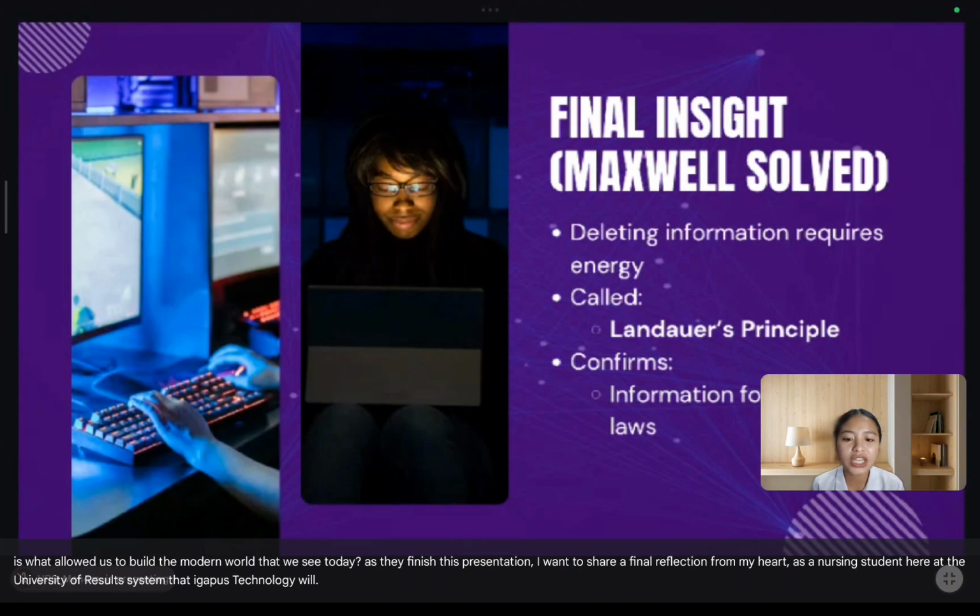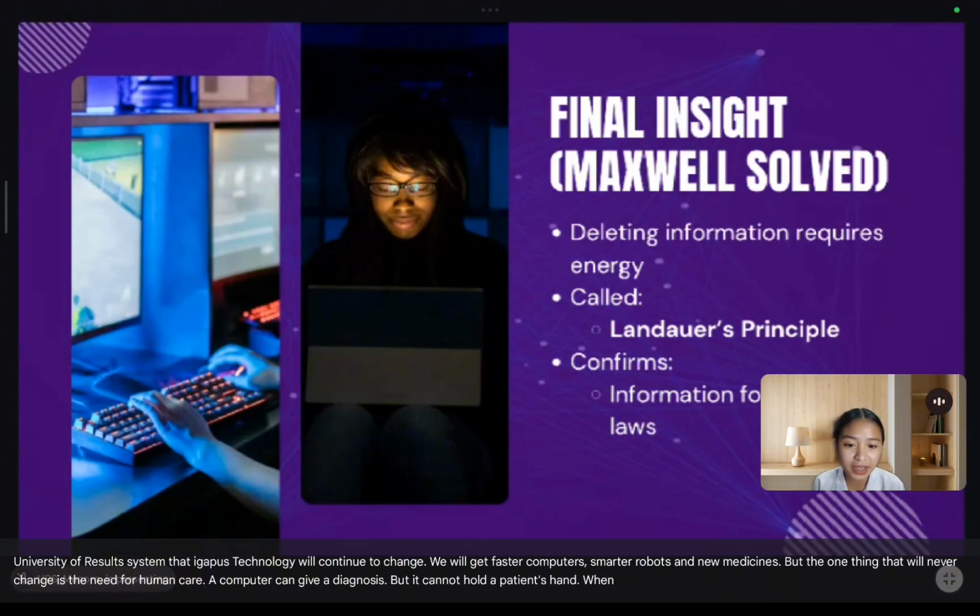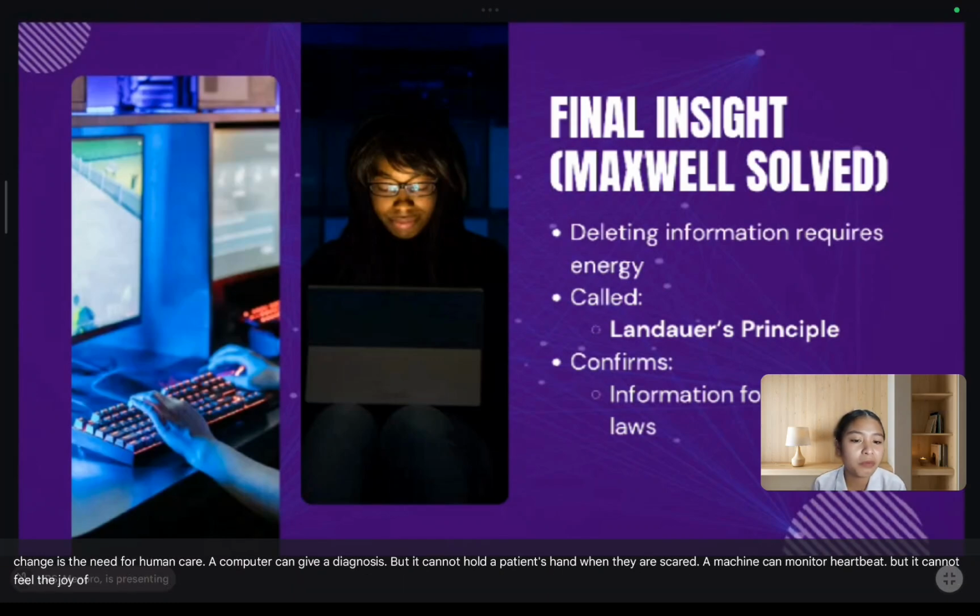Technology will continue to change. We will get faster computers, smarter robots, and new medicines. But the one thing that will never change is the need for human care. A computer can give a diagnosis, but it cannot hold a patient's hand when they are scared. A machine can monitor a heartbeat, but it cannot feel the joy of a new mother holding her baby. We use technology as our tool, but we use our hearts as our guide.